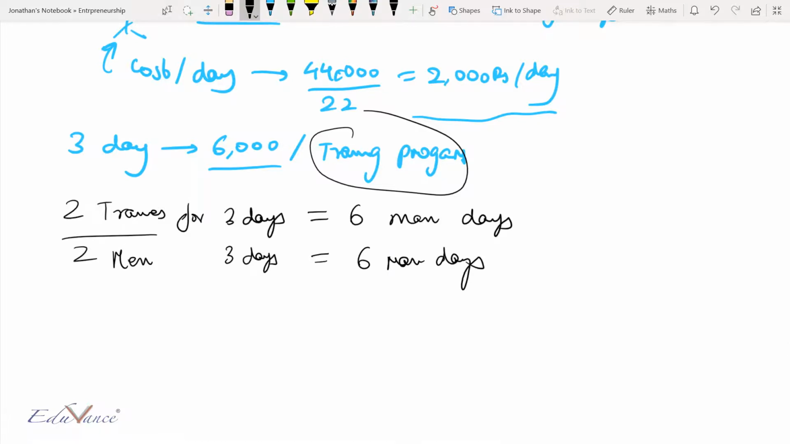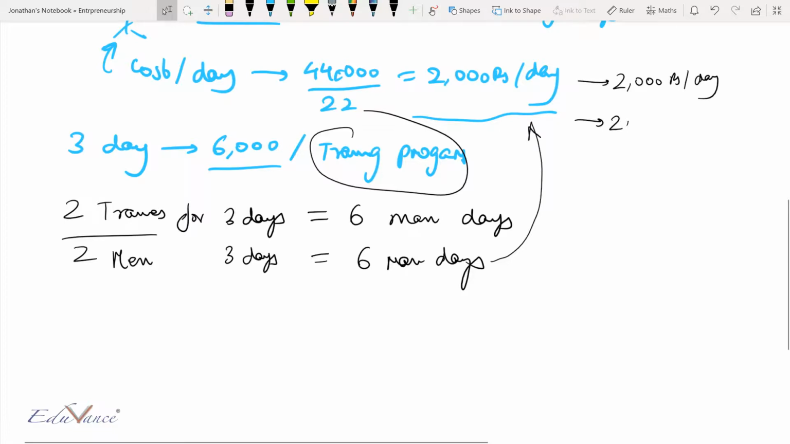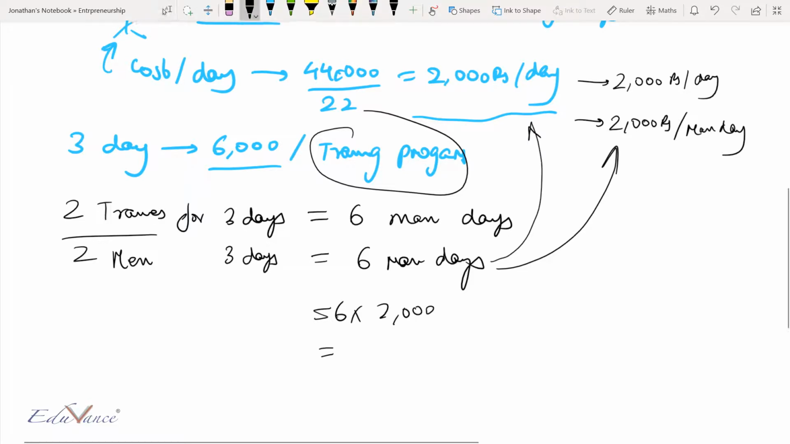Now, can you tell me what's the cost of 1 man day? If you remember, we calculated 2,000 rupees per day. So this is also called 2,000 rupees per man day. So my total cost of this program will be 6 into 2,000 rupees, which is equal to 12,000 rupees per training program.